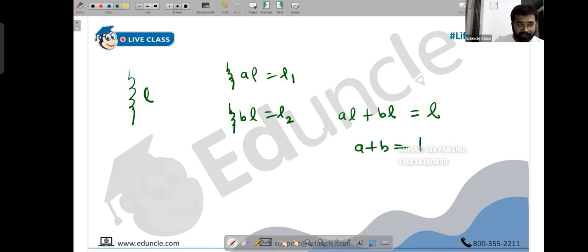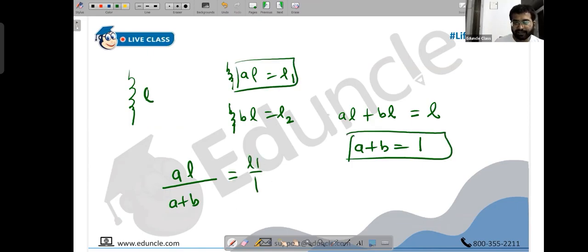And what we can do here is we can take ratio. So AL upon A plus B. This is L1 upon 1. I'm just taking ratio. Is this fine? AL upon A plus B. This is L1 upon 1. Yes, sir. So that's how we find the formula. So L1 is AL upon A plus B.